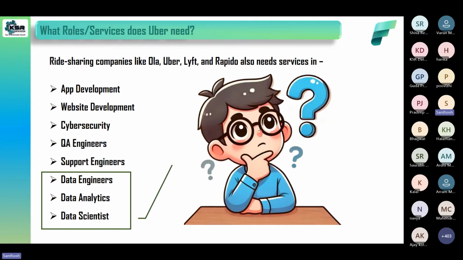What is this data scientist? What is this data analyst? What is this data engineer? If you are confused, I'll be talking to you about these three roles. Listen carefully because you have to choose one among these for your career.